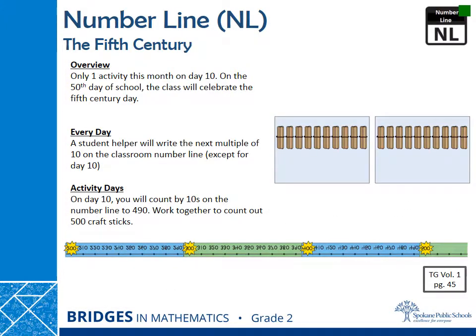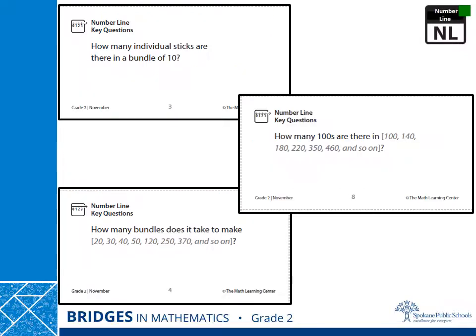There is only one activity day this month in Numberline. Every day a student helper will still write the next multiple of 10 on the classroom number line, and on the day that you hit 500, you will count on tens on the number line to 490 and then work as a class to count out 500 craft sticks. Key questions for this activity should direct students to attend to the structure of numbers.